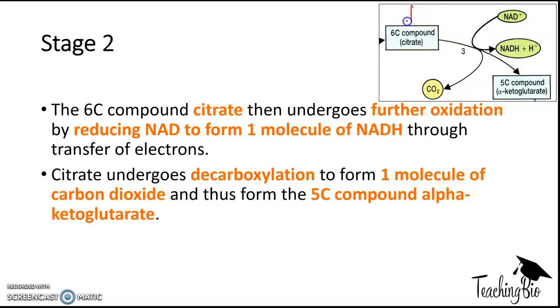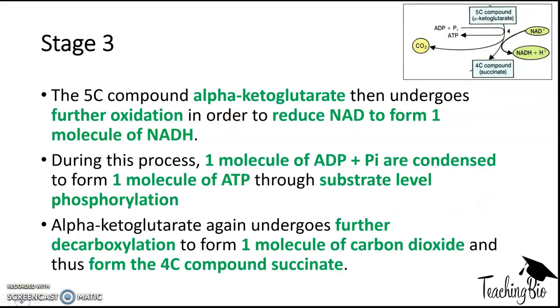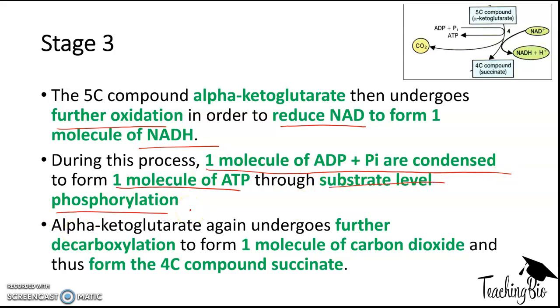Stage 2. So we're on the 6-carbon compound citrate. This then undergoes oxidation by reducing NAD to form 1 molecule of NADH. So the NAD is going to gain the electrons, and the 6-carbon compound citrate is going to lose its electrons. Citrate then undergoes decarboxylation to form 1 molecule of carbon dioxide and the 5-carbon compound alpha-ketoglutarate. Then alpha-ketoglutarate will undergo even further oxidation, reducing more NAD to form another molecule of NADH. And in this process, 1 molecule of ADP and Pi are condensed to form 1 molecule of ATP via substrate level phosphorylation, which is occurring there.